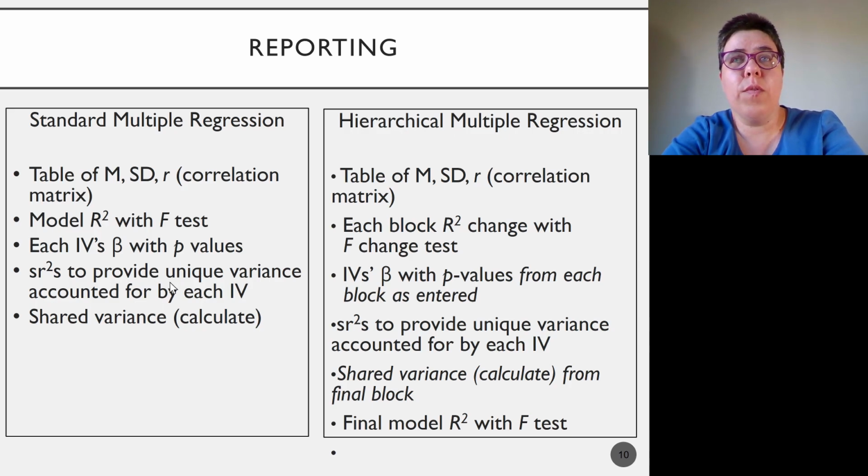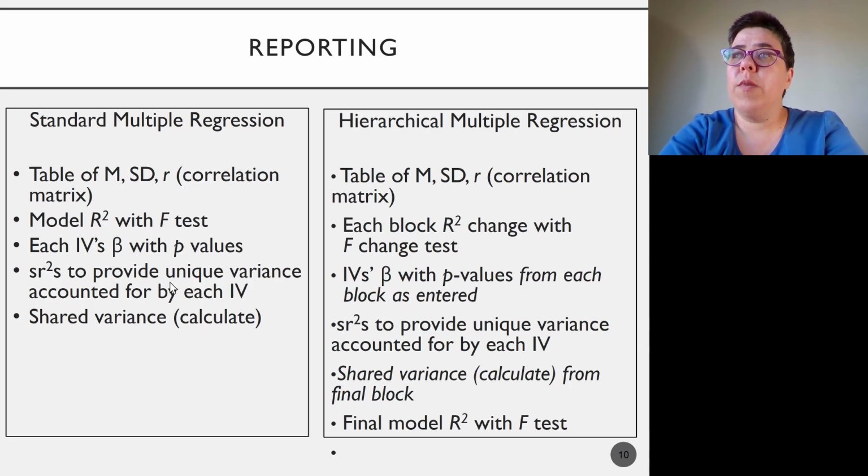So for a standard regression, you're going to have your table of mean, standard deviations, and intercorrelations. Then you're going to have a report of the model R² with an F-test. Then you're going to have each IV's beta with p-values and also t's in APA7. And then you're going to have your SR² to provide the unique variance, and you're going to calculate and report the shared variance as well.